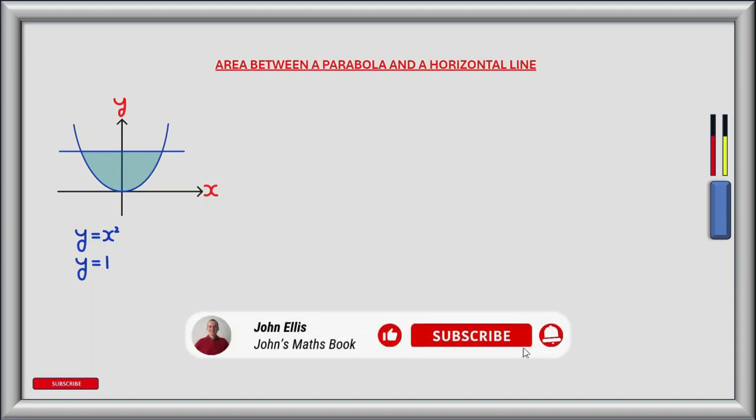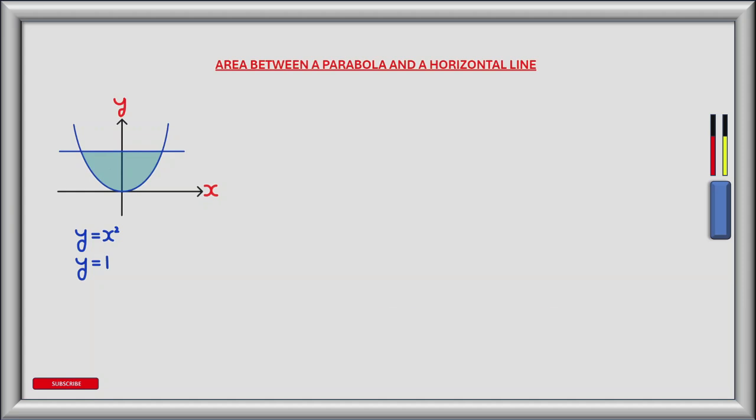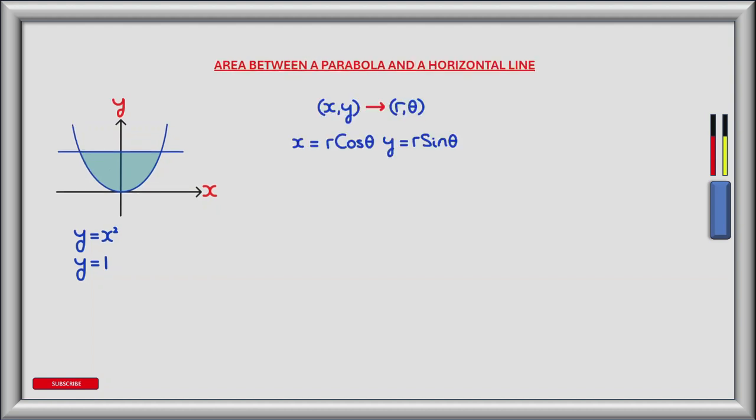Suppose then we have a parabola with equation y equals x squared and a horizontal line with equation y equals 1. When the line intersects with the parabola, a region is created between the two, shown here in blue. We are tasked with finding the area of this region. The first step in finding the area is to convert the equation of the parabola and the horizontal line from Cartesian coordinates to polar coordinates. To do this, we'll substitute r cos theta for x and r sin theta for y.